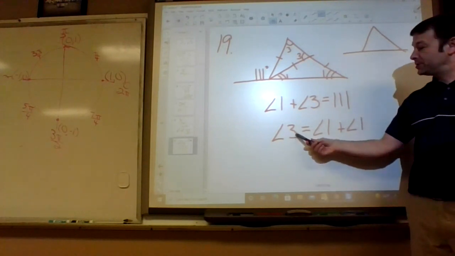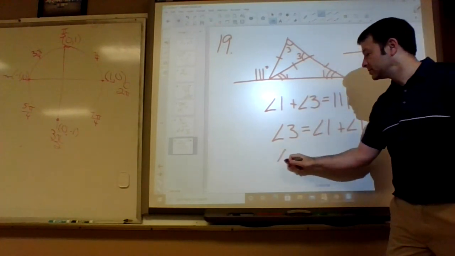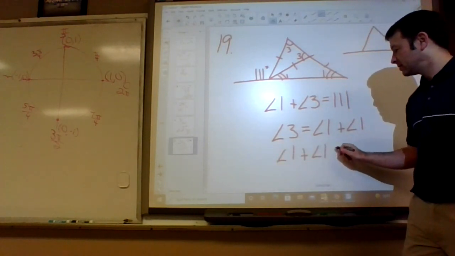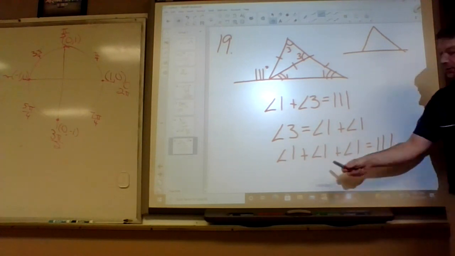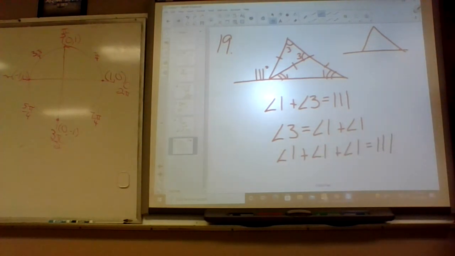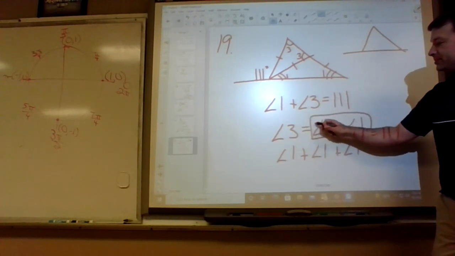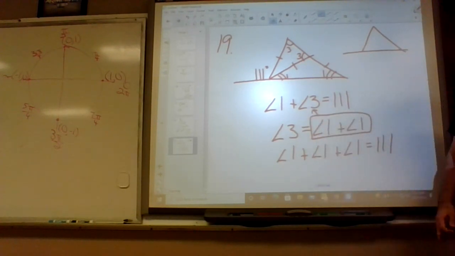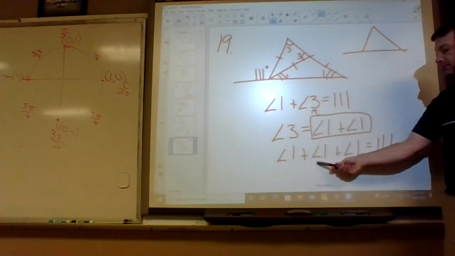So I can use substitution right here. I can replace angle 3 with angle 1 plus angle 1. Okay. That's great. You guys see how I did that? Substitution, you guys remember doing that last year? Angle 3 is equal to angle 1 plus angle 1.